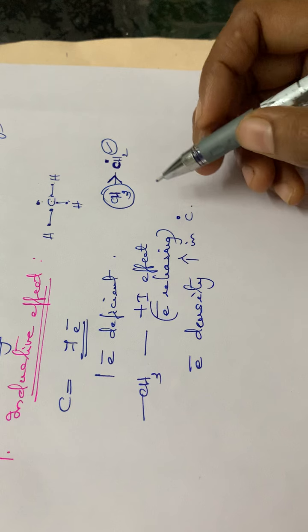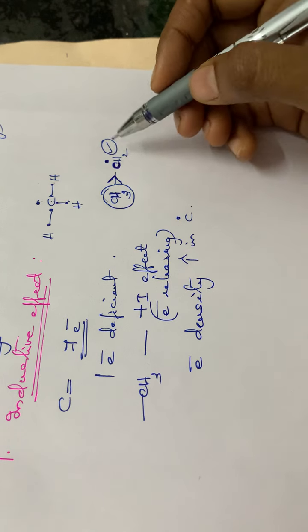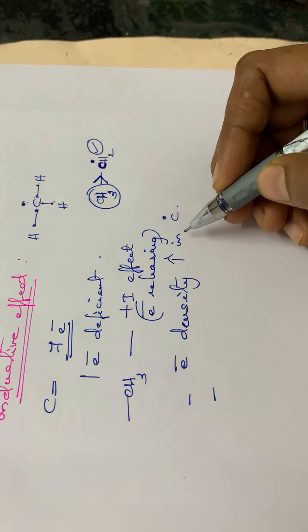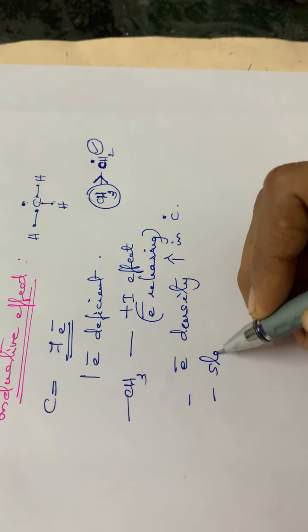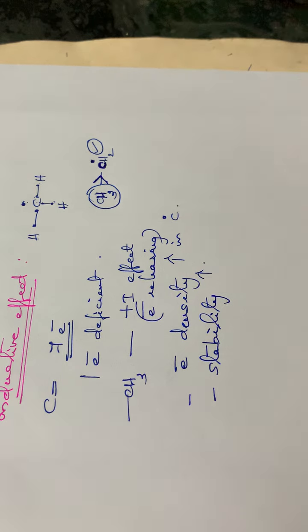So what happens to the stability? The electron density is increasing, which means the deficiency decreases and the stability is increased. Stability increases if a plus I effect group is attached to this carbon atom.